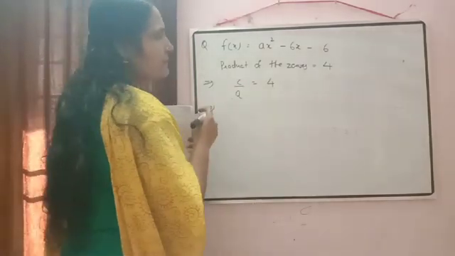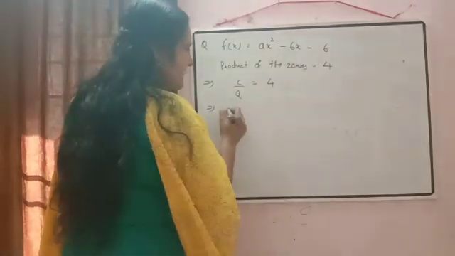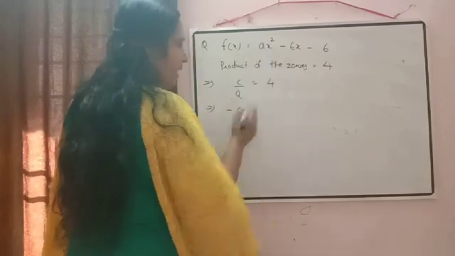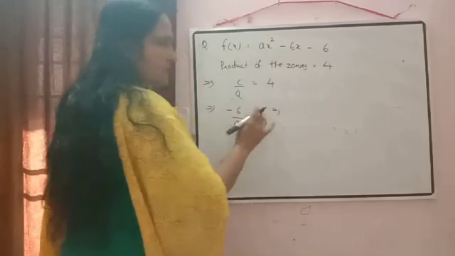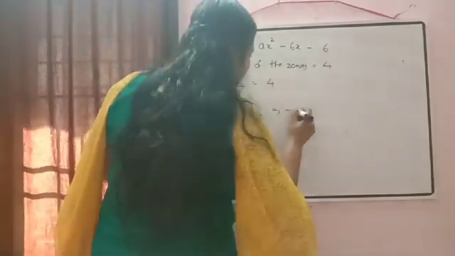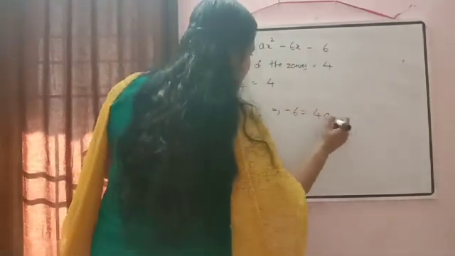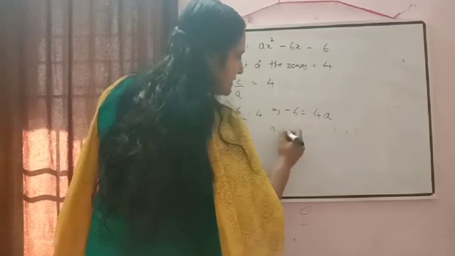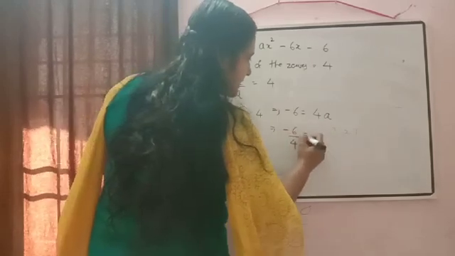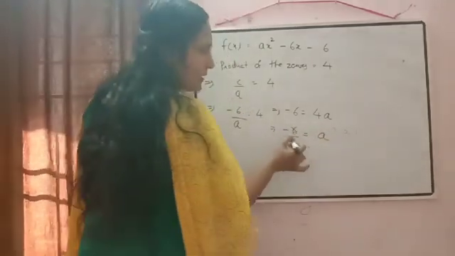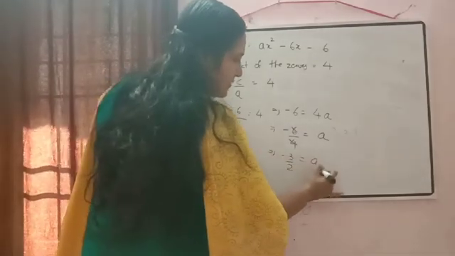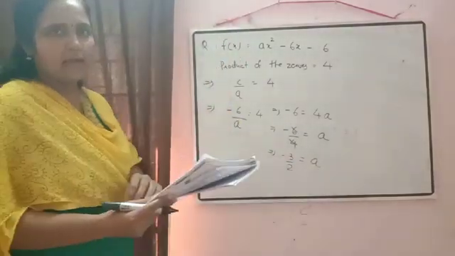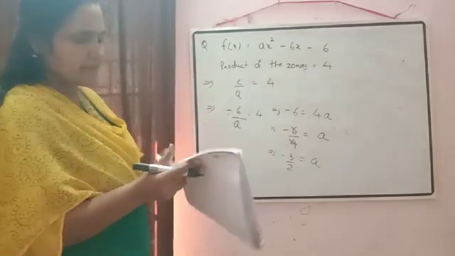What is the value of c here? Minus 6 by, in place of a we have a only, is equal to 4. Now we can shift this a to the right hand side, then we will get minus 6 is equal to 4a. 4 we can shift here, then we will get minus 6 by 4 is equal to a. These two we can cancel, then we will get minus 3 by 2 is equal to a.